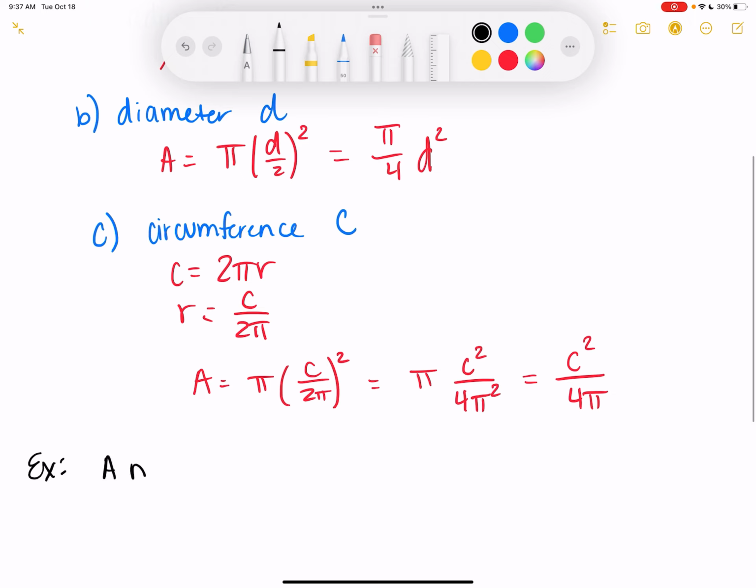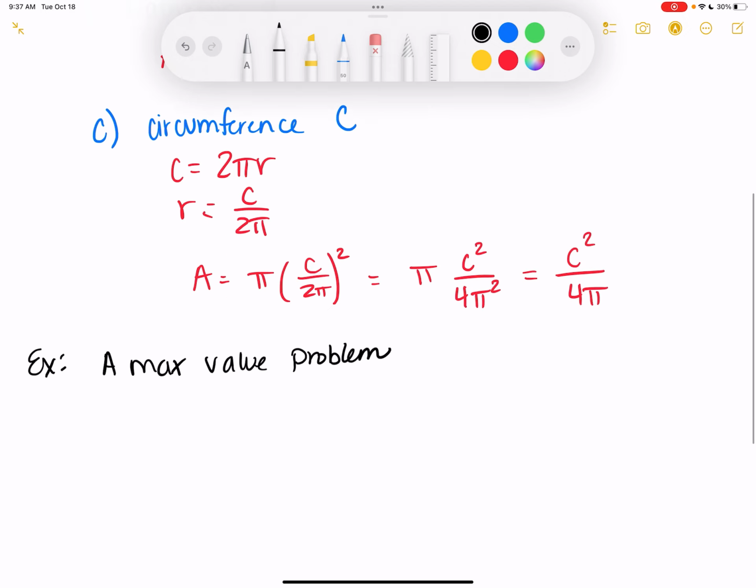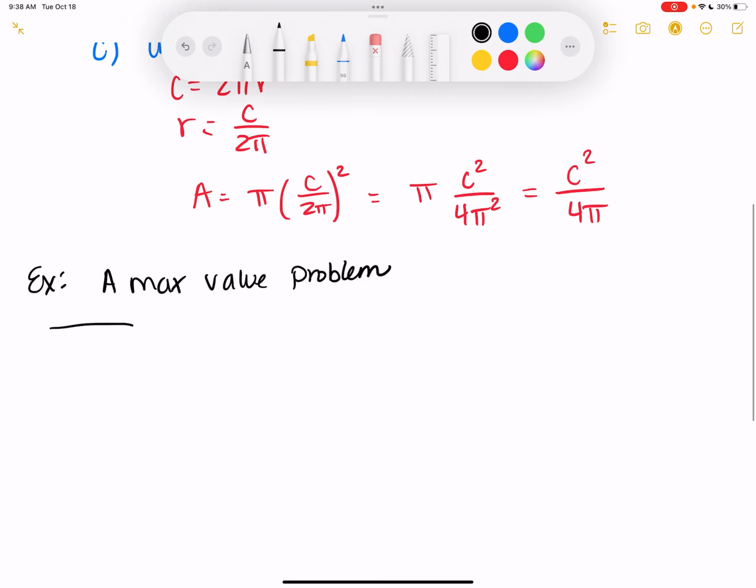A max value problem. All right, so we're going to need a picture over here in a second. Oh, not a square. I do not want a square. It's going to be a rectangle. That's what I'm trying to draw. Okay, there we go.